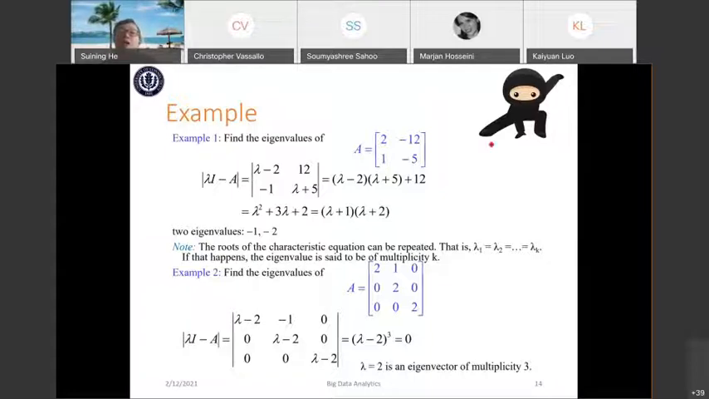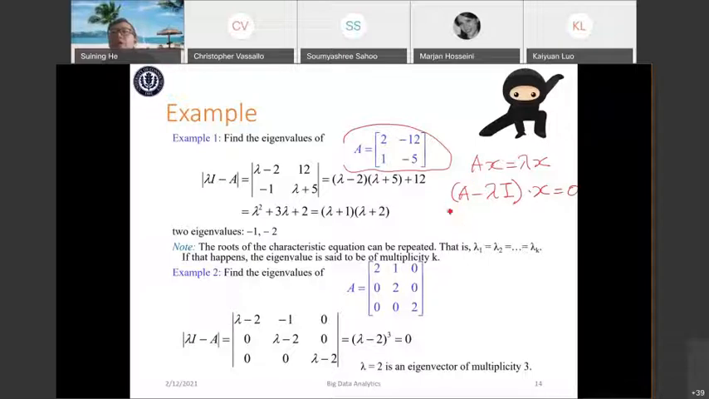So say we are given the matrix A, and we first try to find the eigenvalues. So we will look at AX equals lambda X, and we try to look at (A minus lambda I) times X equals 0. It's simple math, because we need to move this part to the left, and then we set the determinant of A minus lambda I equal to 0.